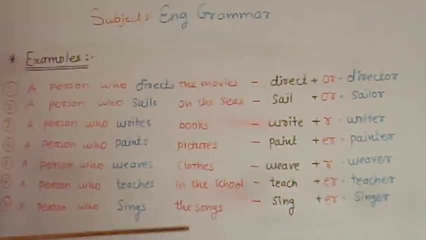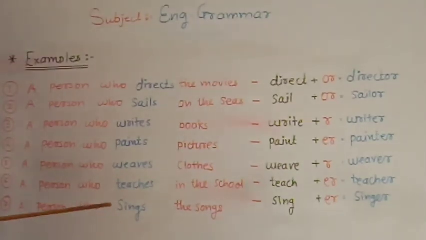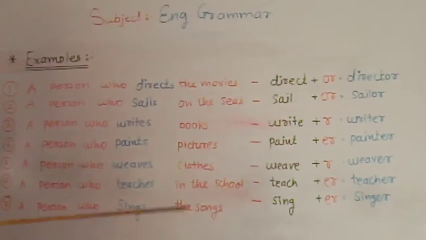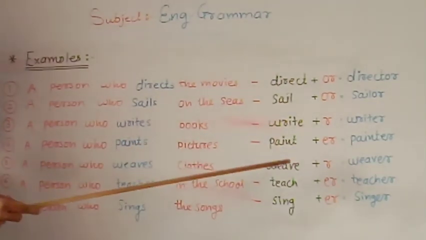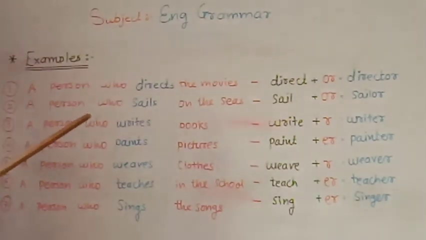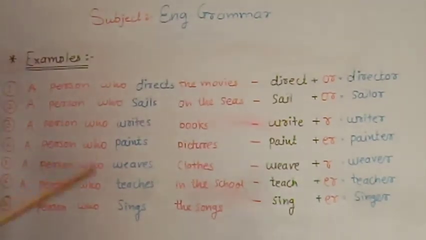I hope, student, you understood how to make the nouns by adding the er, or or r to the verb, that means an action word. Write down into your notebook and try to find out 10 more verbs and make their nouns. Thank you.